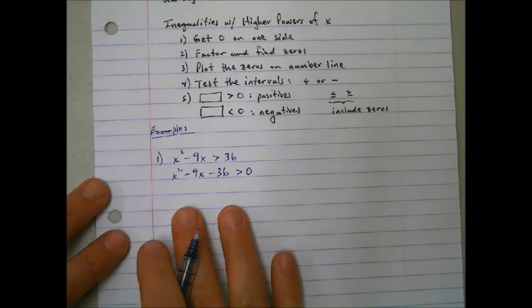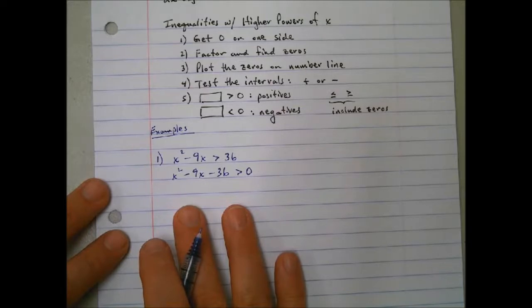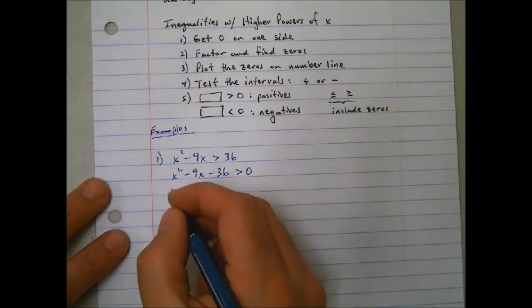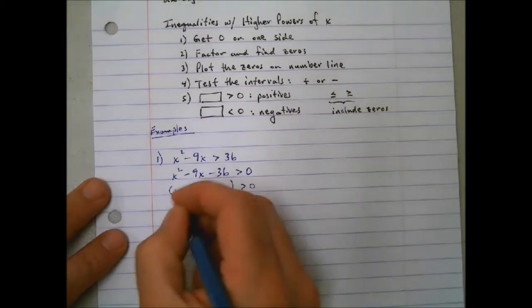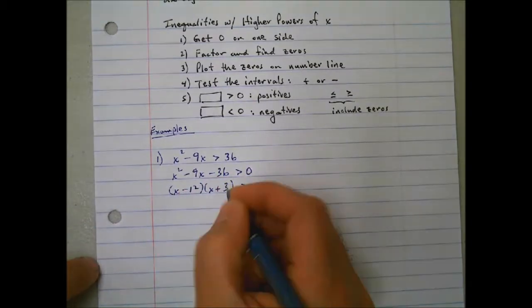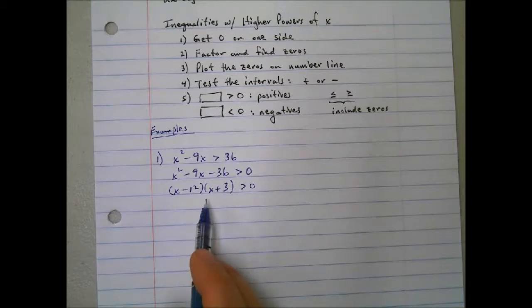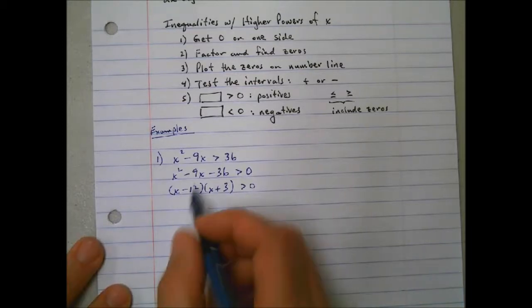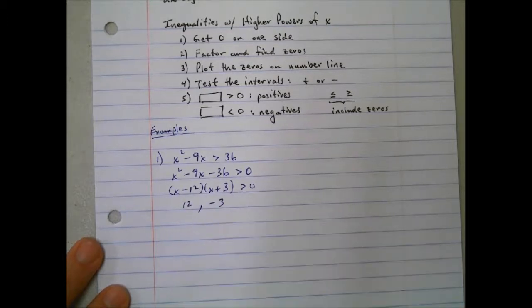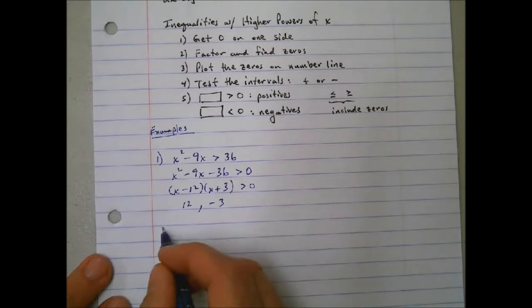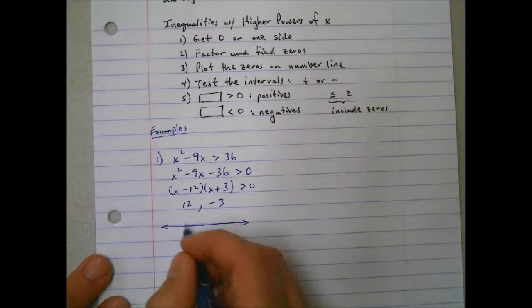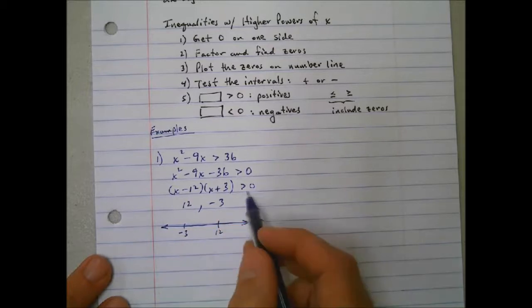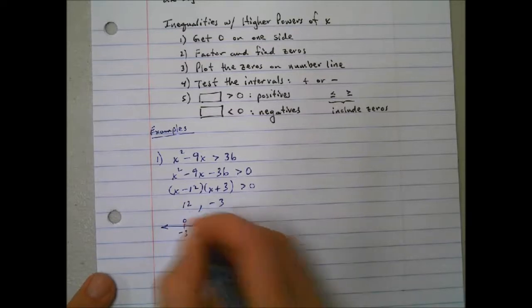Most of these, almost all these factor. Sometimes we do have to use some other methods, quadratic formula, or perhaps completing the square to get the zeros. Anyway, factor the ones that factor. And so x minus 12 times x plus 3 is how it factors. And the zeros are 12 and negative 3. Okay, plot those on a number line. Make sure the smallest one is on the left and the bigger one is on the right. In this case, we cannot touch the zeros because it doesn't have the or equal part, so hollow dot.